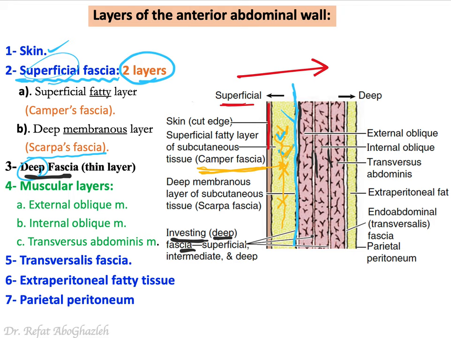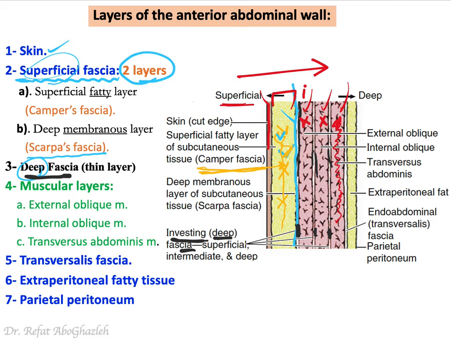You know, you have three: superficial, intermediate, and deep. But they are very thin. So, as we mentioned, they cover the muscle. That means we reach the muscular layer. I will use the red pen now. So, you have three layers of muscles: external oblique, internal oblique, and transversus abdominis muscle. So, skin, superficial fascia with two layers, deep fascia, muscular layer.